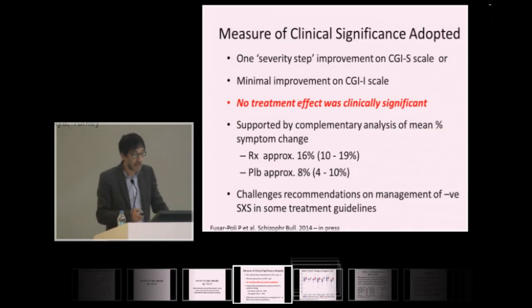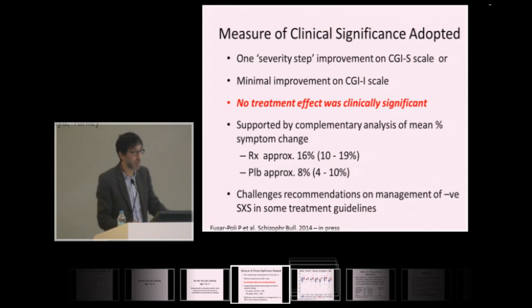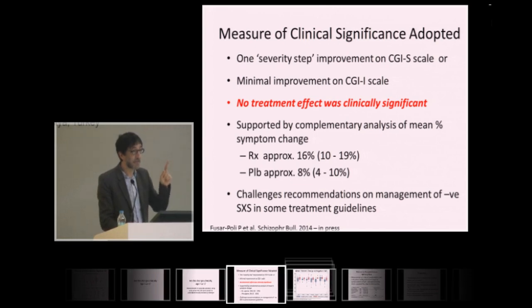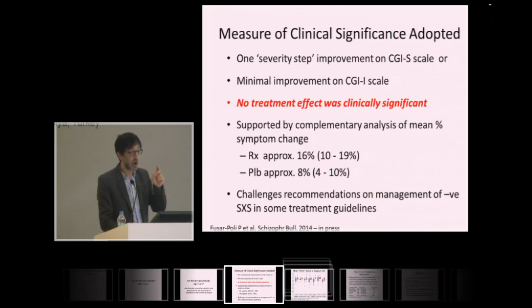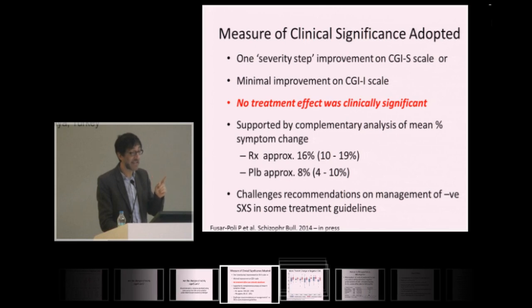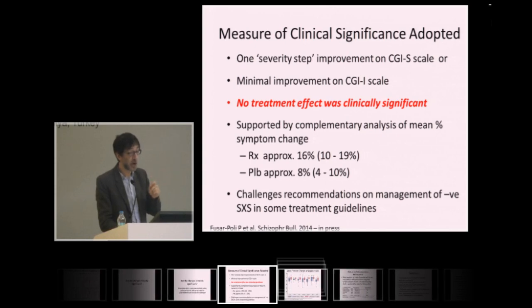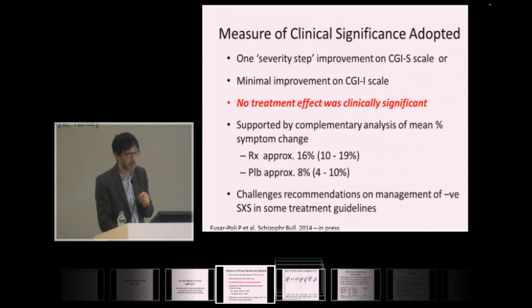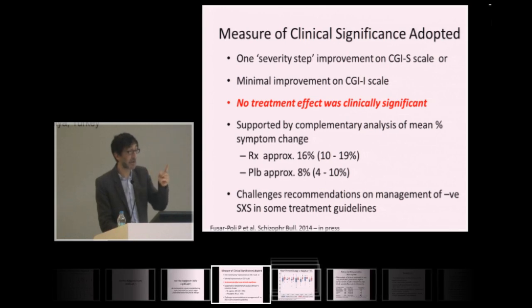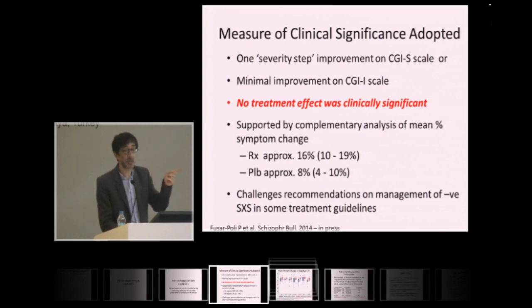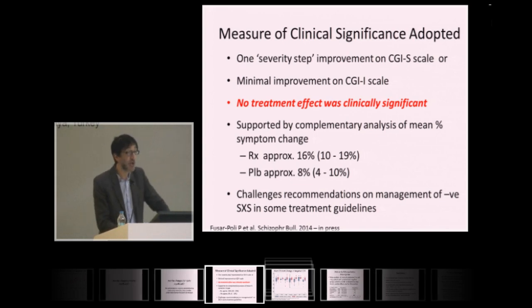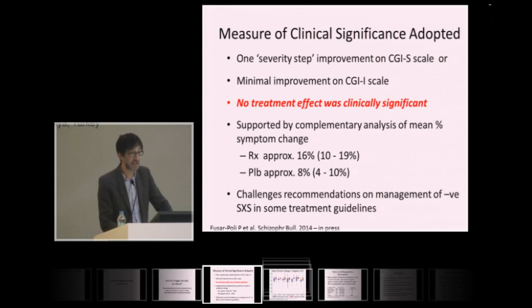The measure of clinical significance researchers used was, did the treatment show one severity step improvement on a CGI severity scale, or was it equivalent to at least minimal improvement on a CGI improvement scale? So these are really the lowest level where a clinician would look and say, that patient's done a bit better on a drug than placebo. And when you look at that clinical measure, no treatment is clinically significant.